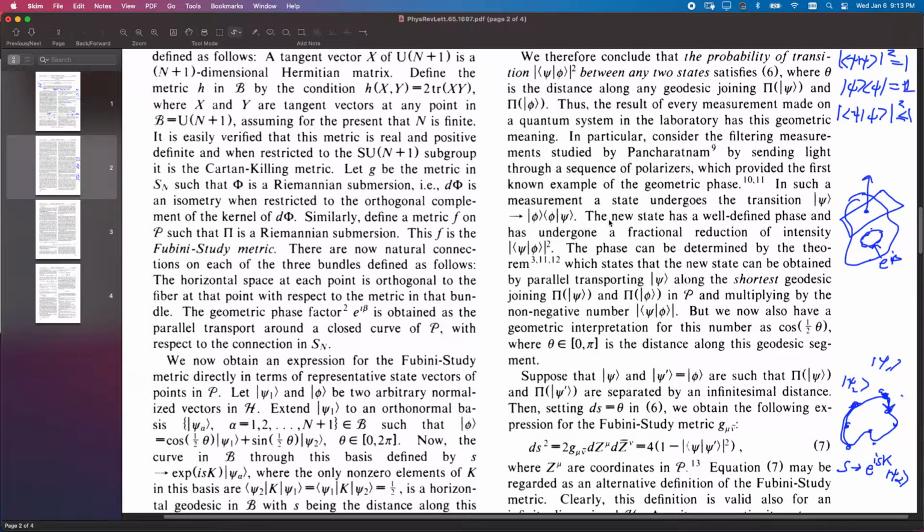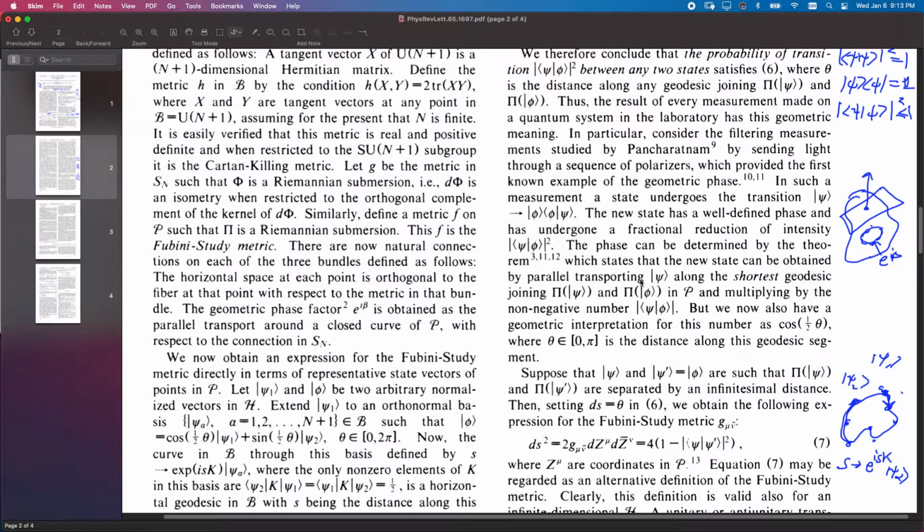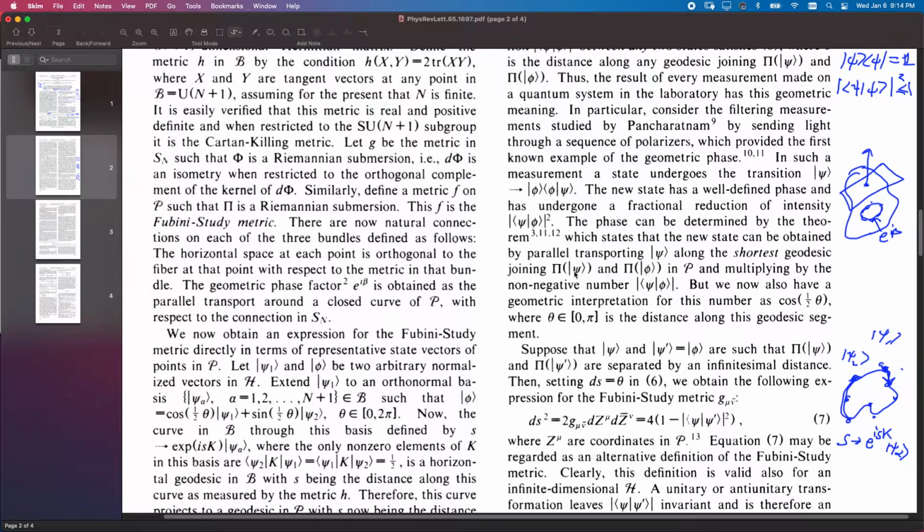Okay, so I understood something. The new state has a well-defined phase and has undergone a fractional reduction of the intensity. The phase can be determined by the theorem which states that the new state can be obtained by parallel transporting psi along the shortest geodesic joining pi psi and pi phi in P and multiplying by the non-negative number psi times phi.